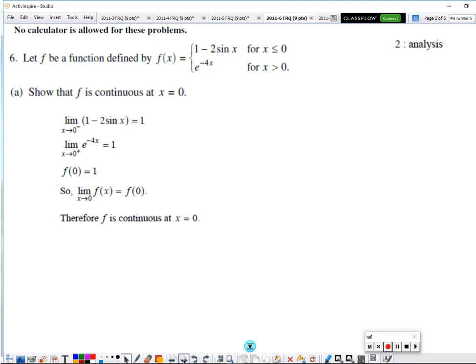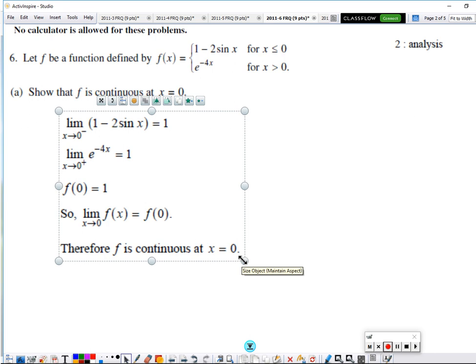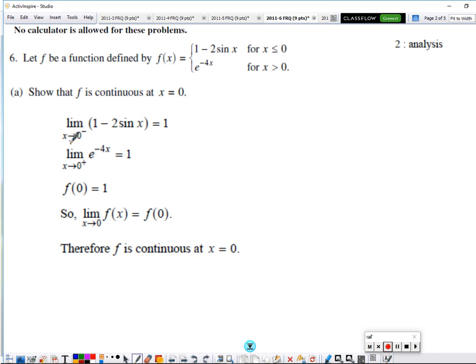Part A says, show that F is continuous. Now, we had one very similar to this on the 2012. To get the points, you have to use the definition of continuity. So you have to use limit statements. If it's multiple choice, you don't have to use the notation. But because it's FRQ, you do have to have the right notation. So you need to say, as they've written here, the limit from the left of the function. If you put this, that's fine. If you put f of x, that's fine. You would have had to figure out that that limit is 1.